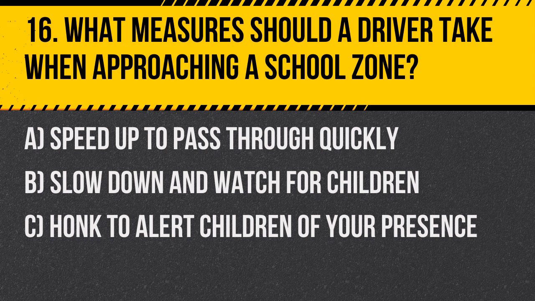A. Speed up to pass through quickly. B. Slow down and watch for children. C. Honk to alert children of your presence. Answer. B. Slow down and watch for children. School zones require drivers to be extra cautious and adhere to lower speed limits.